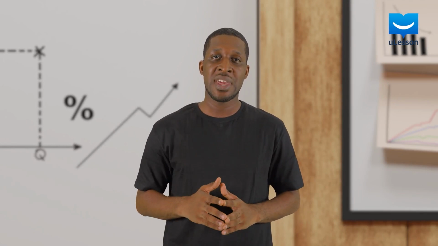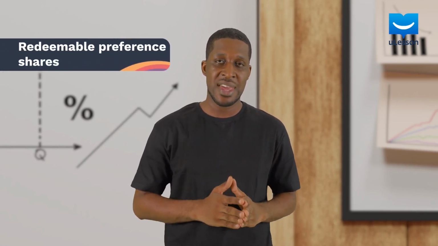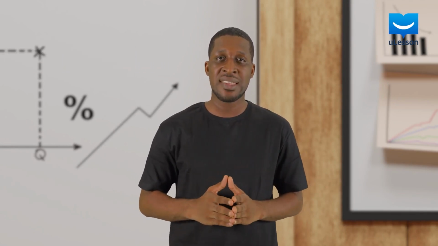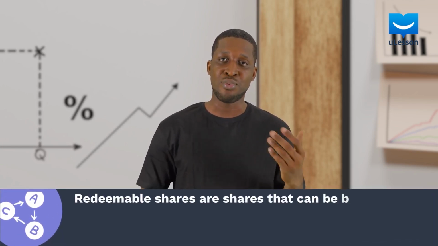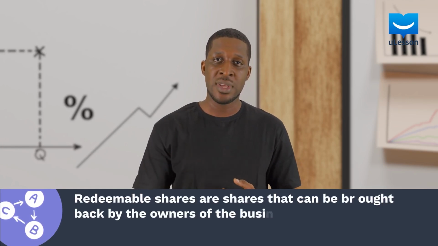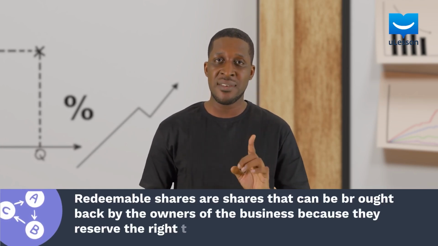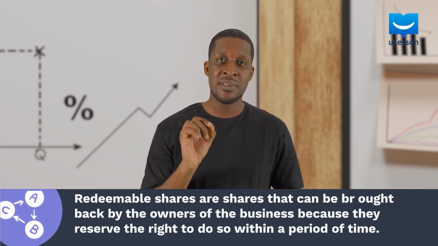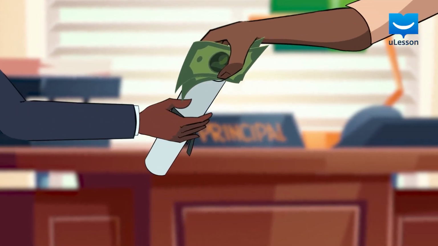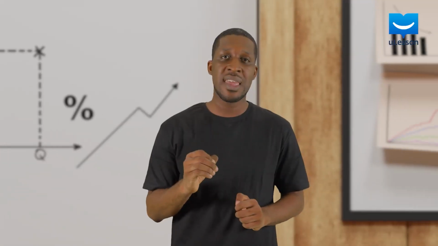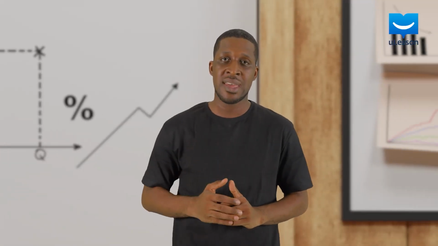Another type of preference share is redeemable preference shares. Some preference shares can be redeemed while others cannot be redeemed. Redeemable shares are shares that can be brought back by the owners of the business because they reserve the right to do so within a period of time. If ABC PLC decides to buy back the shares that were sold to Kaya within 5 years, those shares can be defined as redeemable shares.